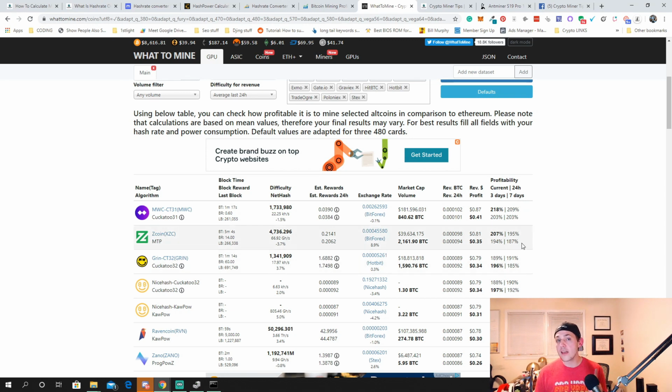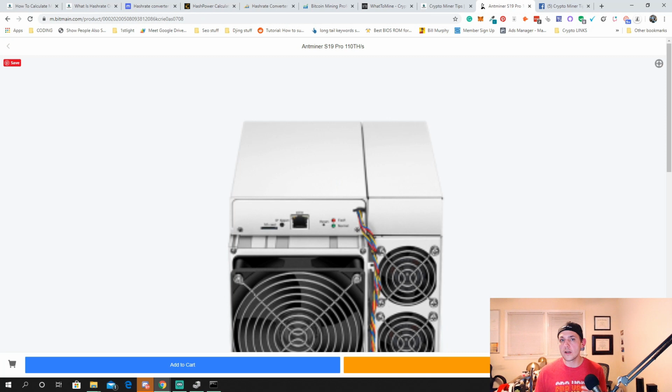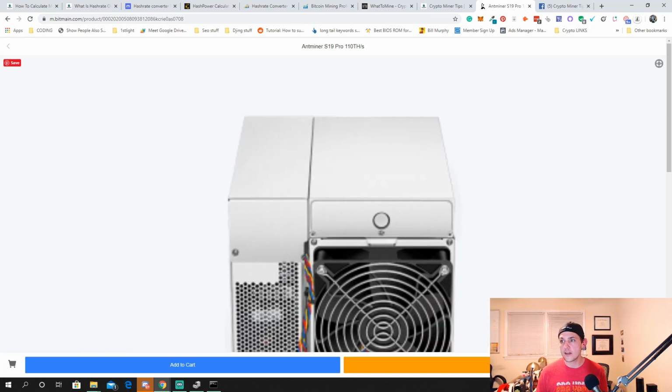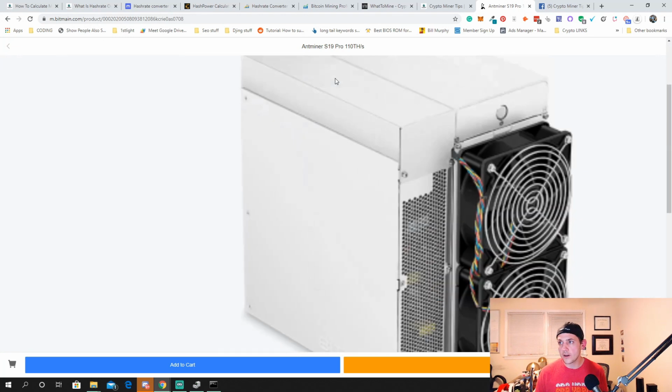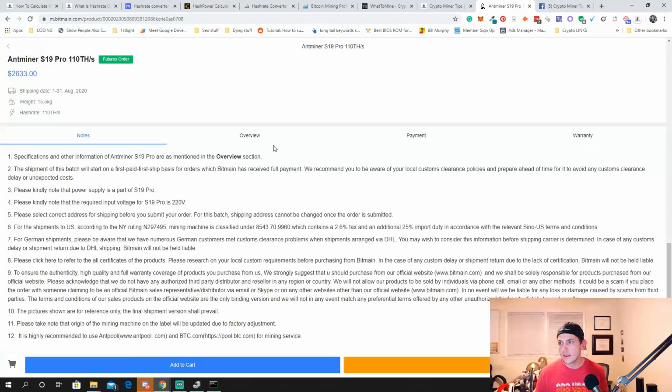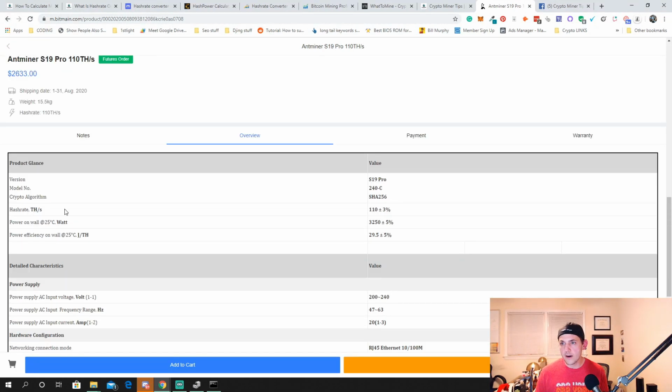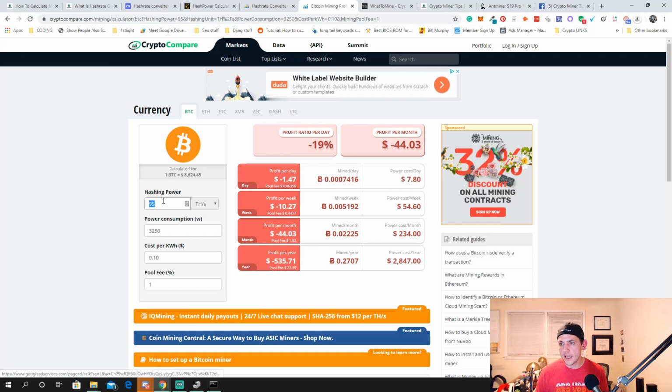The other way that you can use hash rate, let's say that you were looking to buy a Bitcoin ASIC miner, like an S19 or something like that. So we could head over to Bitmain, find the S19, 110, this is going to be the 110 terahash, and we can go to overview and get the stats right here. So this right here, it says 110 terahashes and power on the wall is 3,250 watts. So I can head over to a site like Crypto Compare here. So 3,250 watts, 110 terahash, on a 10 cent electric rate, I'd actually lose money. Now, keep in mind that's because the Bitcoin halving just happened.